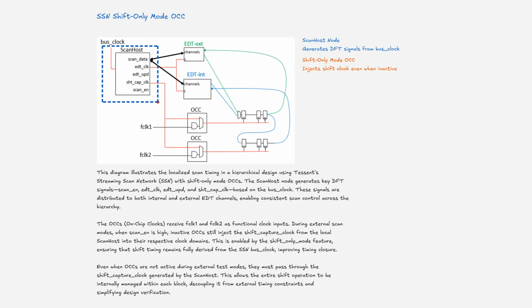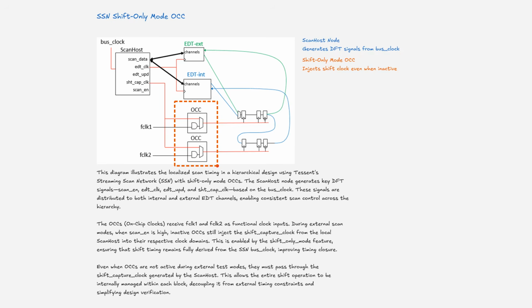This diagram illustrates the localized scan timing in a hierarchical design using Tessent's streaming scan network, SSN, with shift-only mode OCCs. The scan host node generates key DFT signals, scan-in, EDT clock, EDT update, and shift capture clock, based on the bus clock. These signals are distributed to both internal and external EDT channels, enabling consistent scan control across the hierarchy. The OCCs, on-chip clocks, receive functional clock 1 and functional clock 2 as functional clock inputs.